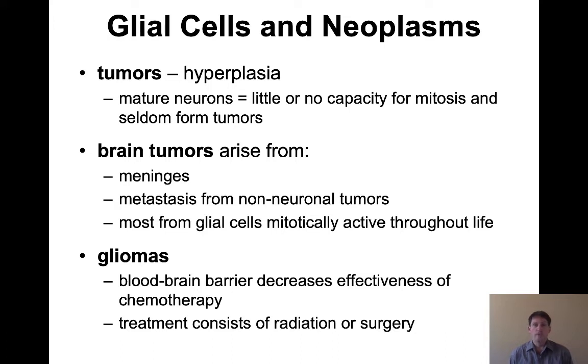So a glioma then is a tumor in those glial cells, and because of that blood-brain barrier, it makes it really hard to deliver treatment or deliver drugs to affect that tumor. And so a lot of times treatment then means we need to utilize radiation or some type of surgery.